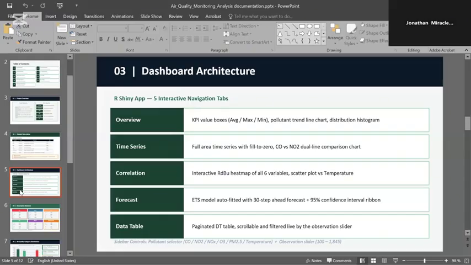All of this is driven by sidebar controls, a pollutant selector and an observation slider, which filters live from 100 up to the full 1,845 records.